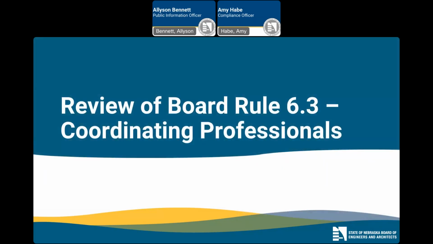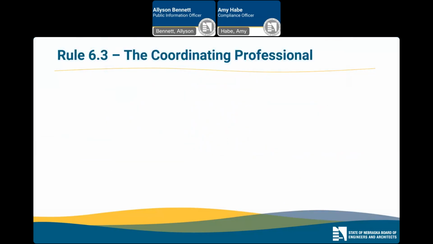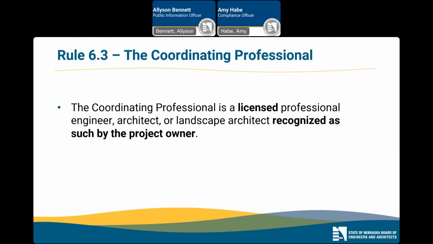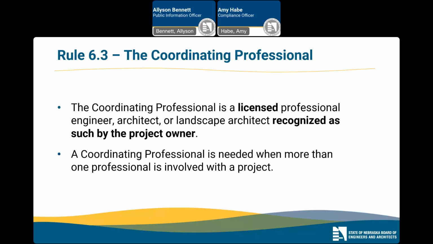So next we are going to review Board Rule 6.3 over coordinating professionals. So the coordinating professional is a licensed professional engineer, architect, or landscape architect recognized as such by the project owner. A coordinating professional is needed when more than one professional is involved with the project. So a coordinating professional will be needed if there are two professional engineers, one professional engineer and one architect, two architects, and so on.